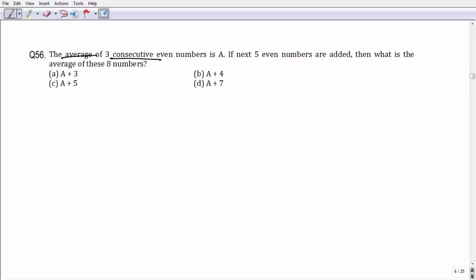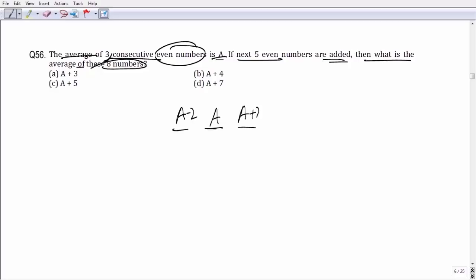It says that the average of 3 consecutive even numbers is A, and if the next 5 even numbers are added, then what is the average of these 8 numbers? Now, the average of an odd number of consecutive numbers is always the middle number. That means if we are talking about the 3 numbers, then the value of the middle number will also be A, with which we can say that the first would be A minus 2, and the third one would be A plus 2, then A plus 4, and the next number would be A plus 6, then A plus 8, then A plus 10, and the last number would be A plus 12.